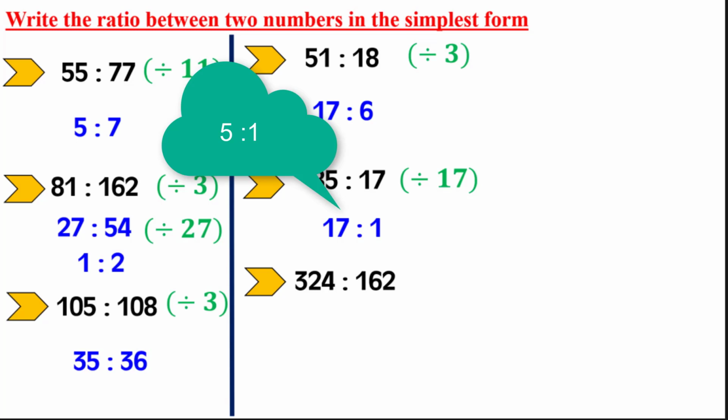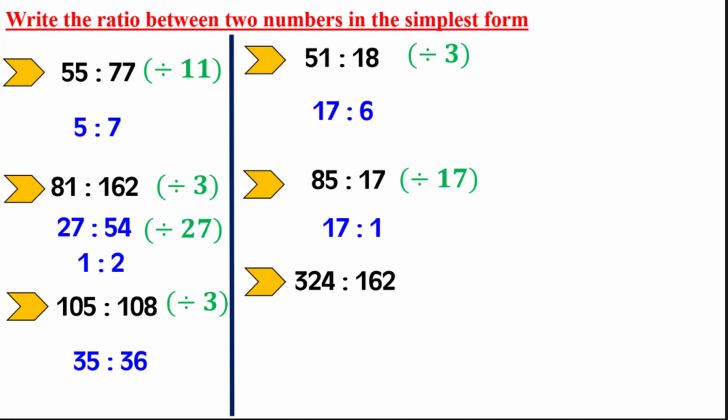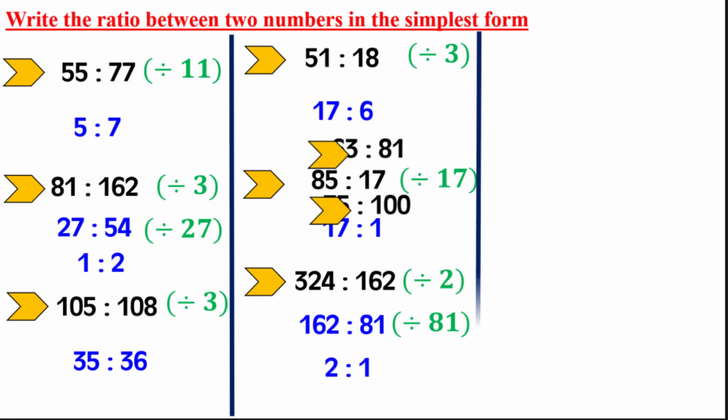324 to 162, the two numbers are even. We can divide by 2. It will be 162 to 81. And 81 is half 162. So the ratio will be 2 to 1.